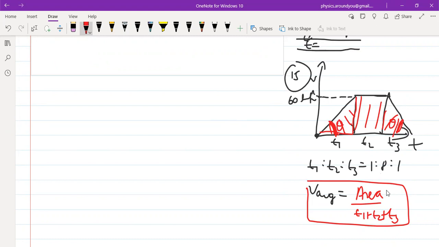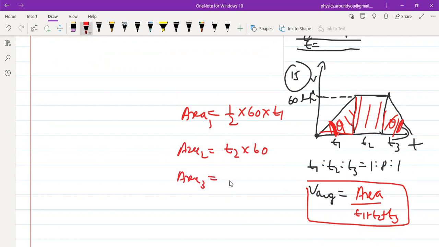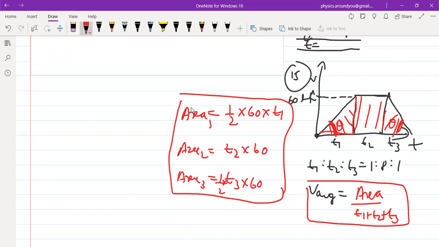Let's straight away begin with the area part. What is the area? The first area is half into 60 into T1, right? Area 1. What is area 2? That would be T2 into 60. What is area 3? That would be half into T3 into 60. I will add all these areas and get the total area.